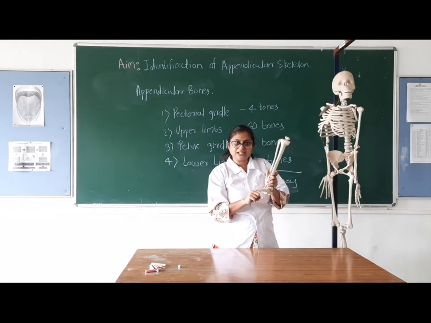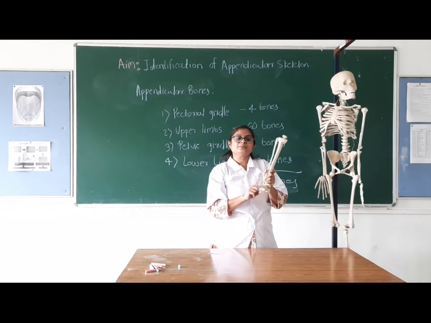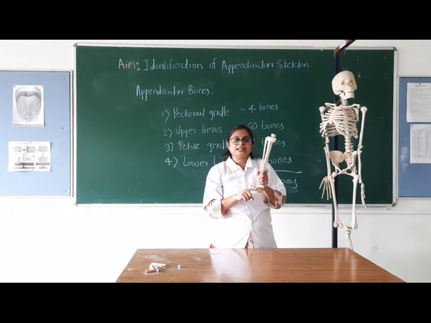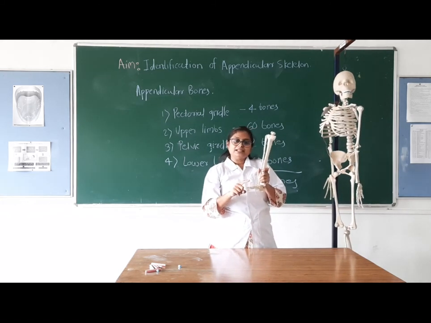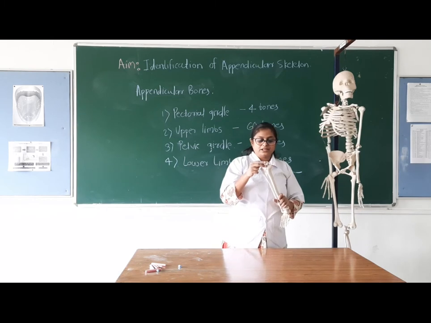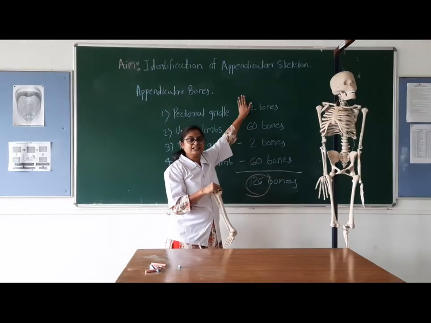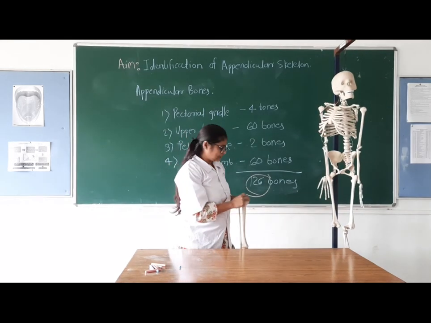Next one is the feet. In the feet, okay, presence of the tarsal. Tarsal contains the 14 bones. Metatarsal contains the 10 bones. Okay, and the phalanges contain the 28 bones. Okay, this totally is the 126 bones present in the appendicular skeleton.